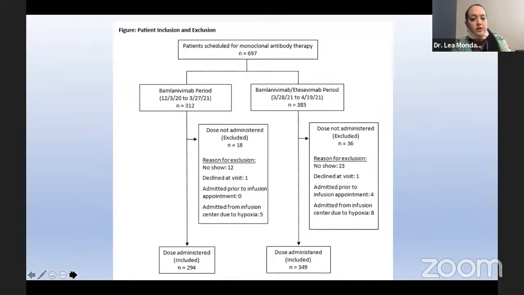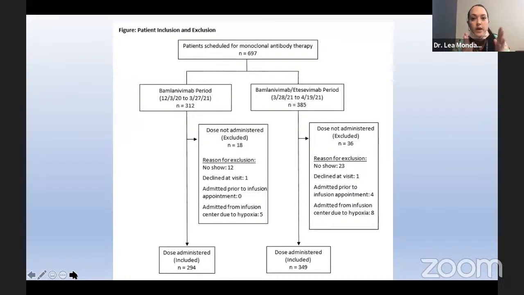Overall, 312 people were scheduled for BAM infusion, and 385 were scheduled for a combination infusion during that later period. We did have some patients who were eligible and scheduled and just didn't show up. And a couple people, one in each group, declined to get the infusion at the visit. They just came and changed their mind. But it's important to note that there were 5 patients in the BAM group and then 12 patients in the combo group who had gotten too ill to receive the infusion.